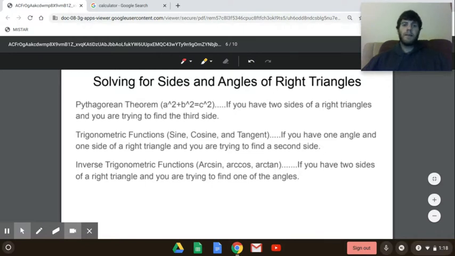And then we have inverse trig functions, which you can use to find one of the two angles that aren't the 90-degree angle. So if you're given two sides of a right triangle, you can use the inverse trig functions to find the angles. Okay, so we're going to go through an example of each. Again, none of this is new. We're just showing you the three different ways we have in our toolbox here.